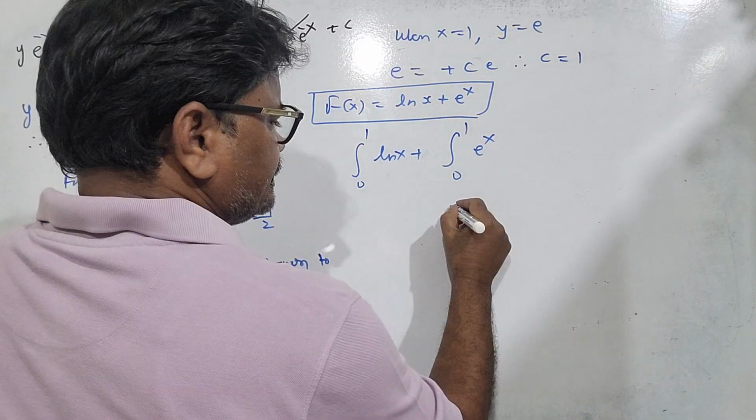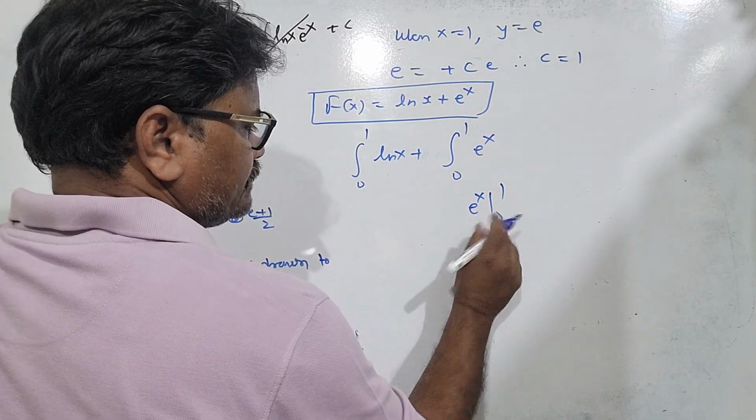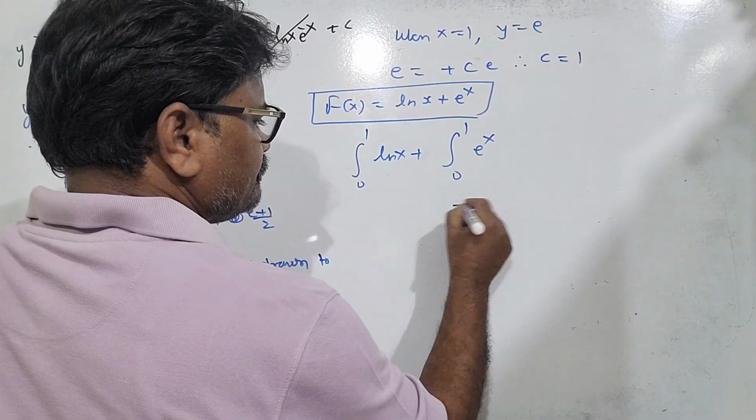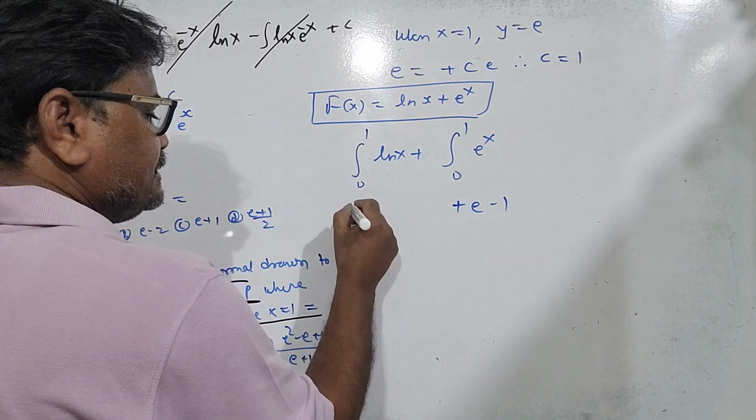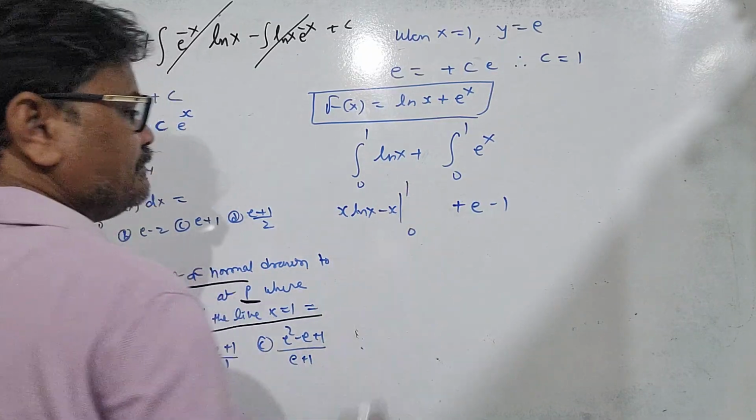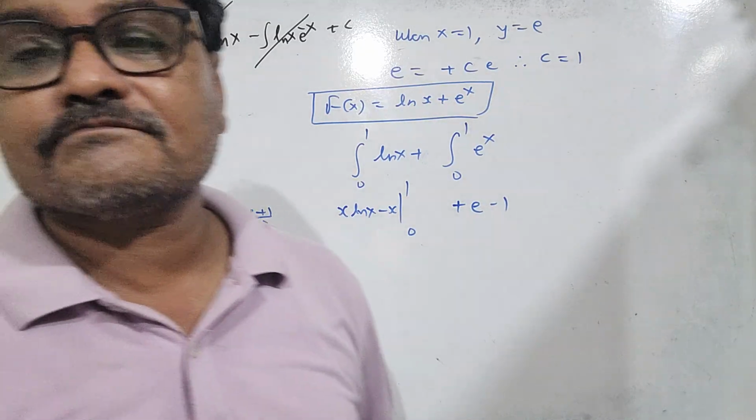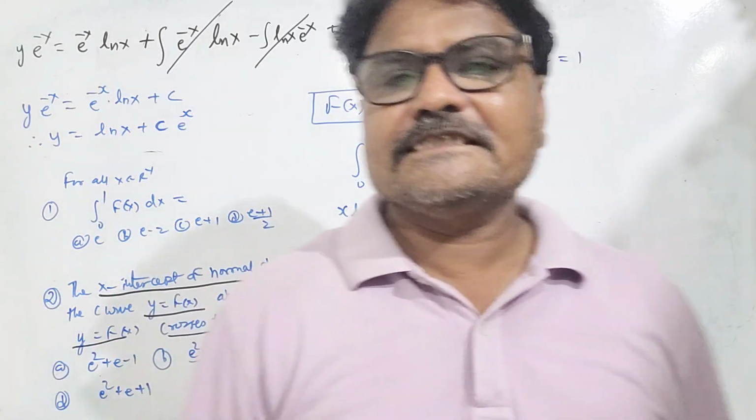The integration of e to the power x from 0 to 1 is e minus 1. So this is simply plus e minus 1. But the integration of ln x is x ln x minus x, and then we have to put the limit. This integration is also very interesting. You have to remember always that the answer of this is minus 1.